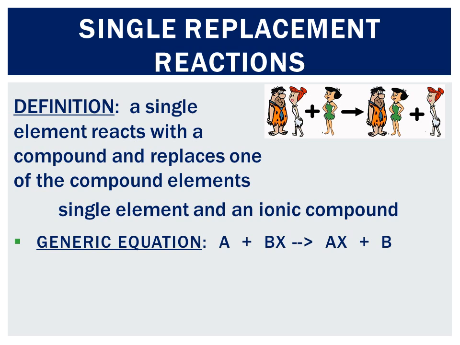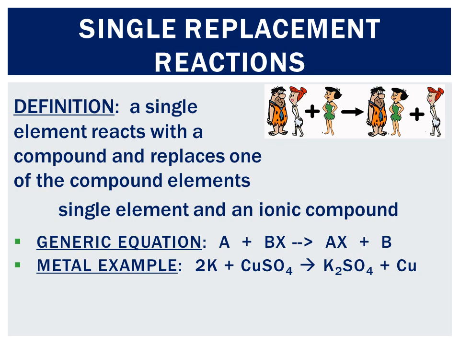There are two types of single replacement reactions. One of them is where the single element is a metal, so metal replaces metal. So potassium replaces copper to form potassium sulfate, and then copper is off by itself.